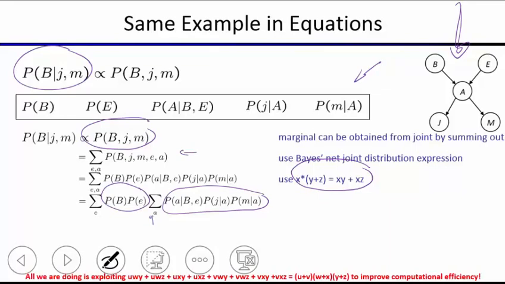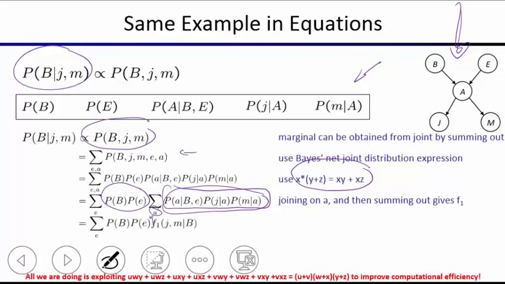Now, mechanically, what this now corresponds to here is that we're about to do a join of these 3 factors, the 3 factors that involve A. So we join on A, then we sum out over A, which is the elimination step. We end up with this expression over here, where this is the new factor that we just generated.